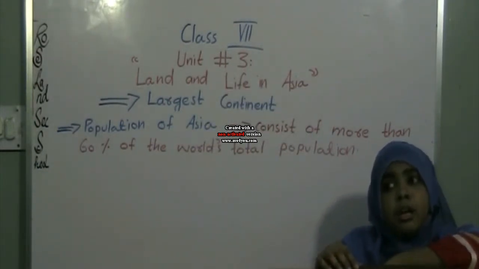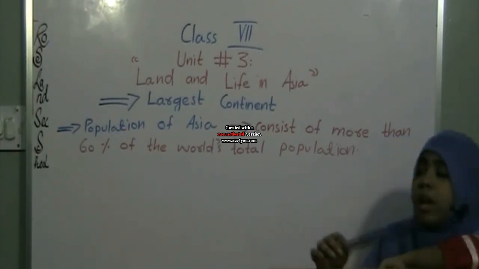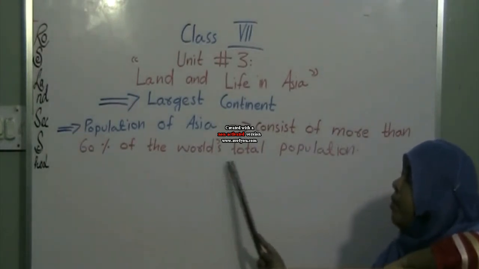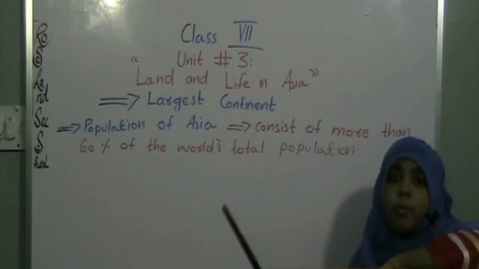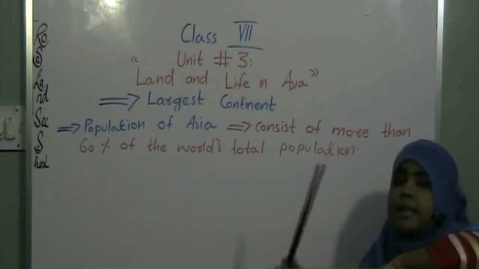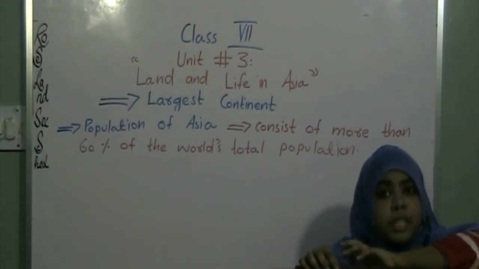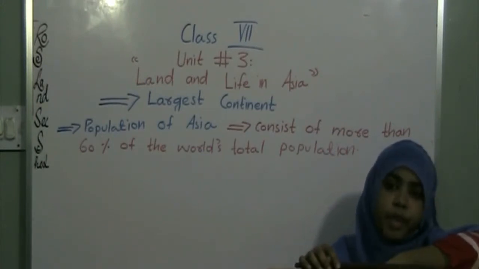And class, not only according to land, Asia is also the largest continent according to population, as it contains more than 60% of the world's total population. More than 60% of the world's total population lives in Asia. So class, this unit is about the land, which means the physical features, and also about the life, which means the ways of life of the people of the countries of Asia.